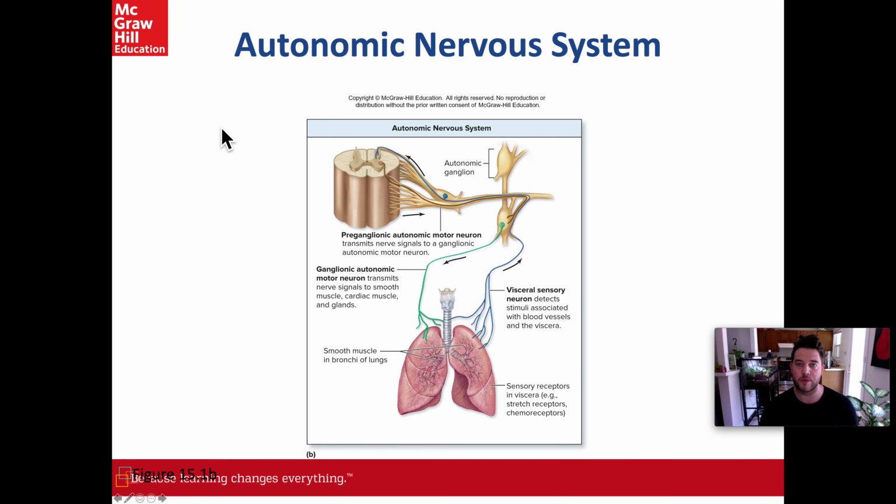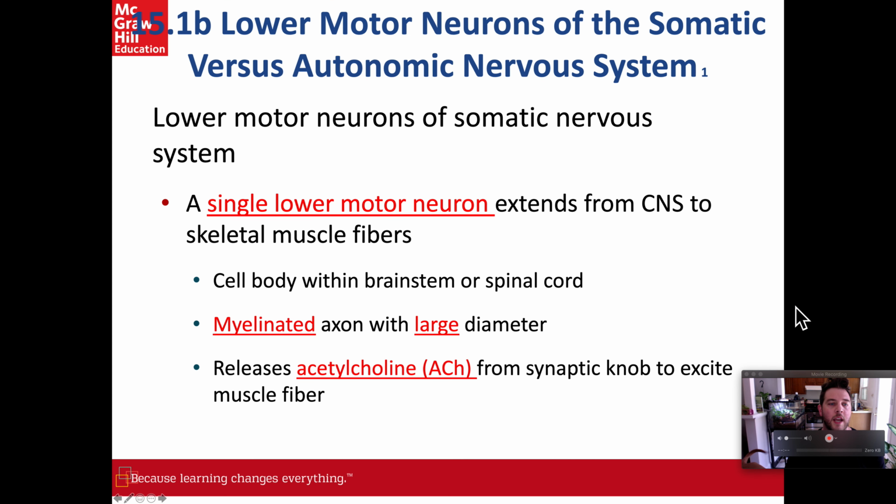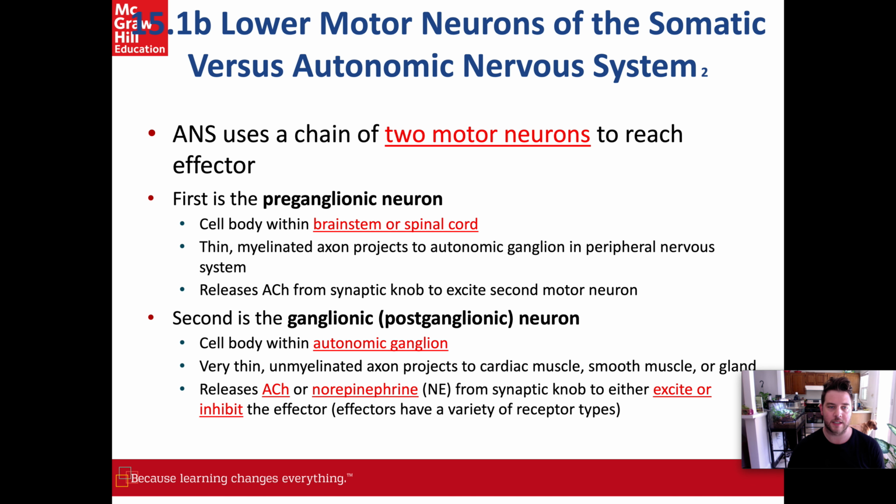So it looks very similar to the somatic nervous system. We have the sensory signals coming in through the posterior root, and motor signals going out through the anterior root to the effector organs. Now the lower motor neurons of the somatic nervous system, looking at their structure. A single lower motor neuron extends from the central nervous system to skeletal muscle fibers. You have the cell bodies within the brainstem or the spinal cord. You have a myelinated axon with large diameter for rapid conduction, and it releases acetylcholine to excite the muscle fiber. So that's our normal somatic nervous system. We've seen this plenty of times.